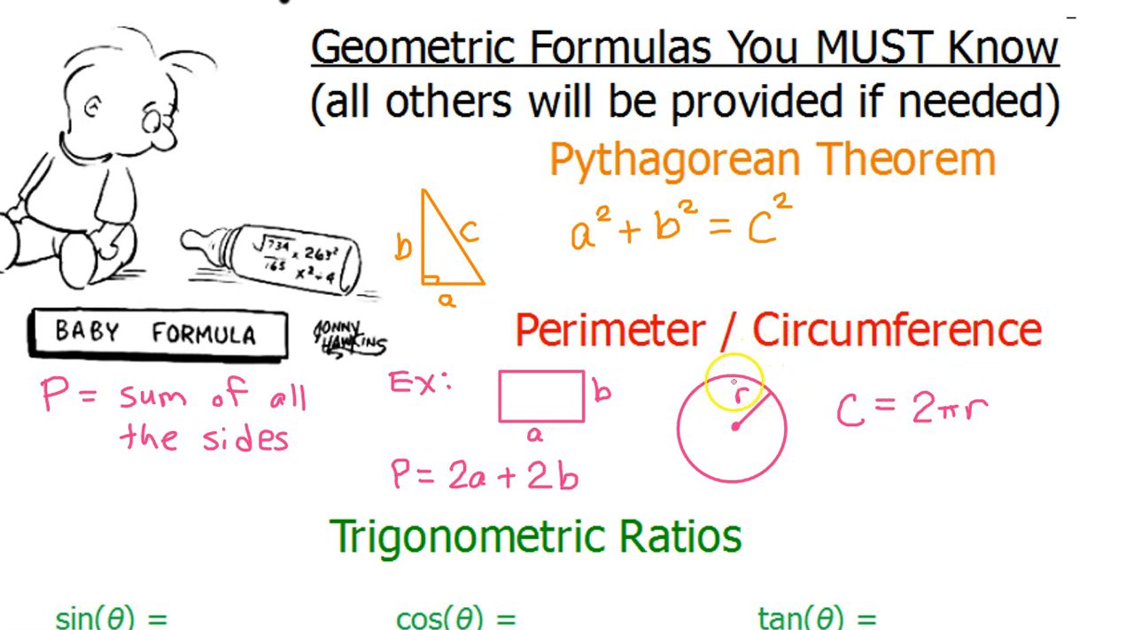Circumference is like the perimeter of a circle. Given a circle with radius r, the circumference is 2 pi times r. Students often get this confused with the formula for the area of a circle, which is pi r squared. We'll get to that formally in a second.